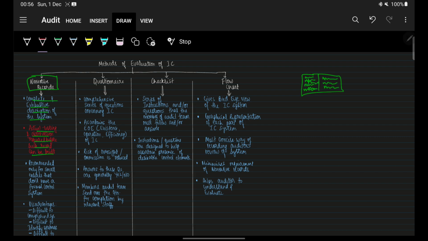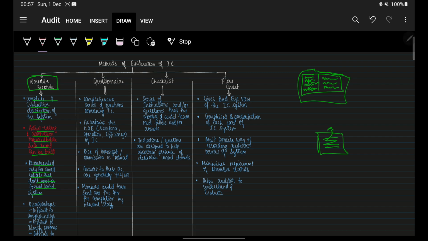Okay, it is recommended only for small entities that don't have a formal control system. Obviously if there's a formal control system, they'll have formal control manuals, so the auditor won't have to write all this narrative records, right? In that case, you can just use the formal procedure that is maintained by the entity, right?